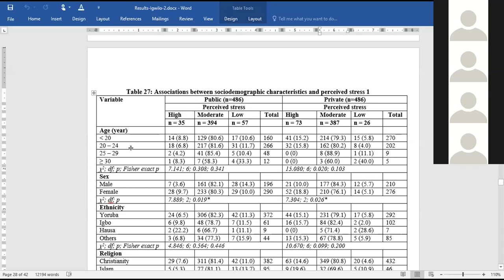Yes, and the percentage is along the row. So it gives me 8.8% of people less than 20 have high. I will now compare with the 6.8. You can see as if there's a trend, but if you do chi-square for trend now, it may be, well, it will not be significant.